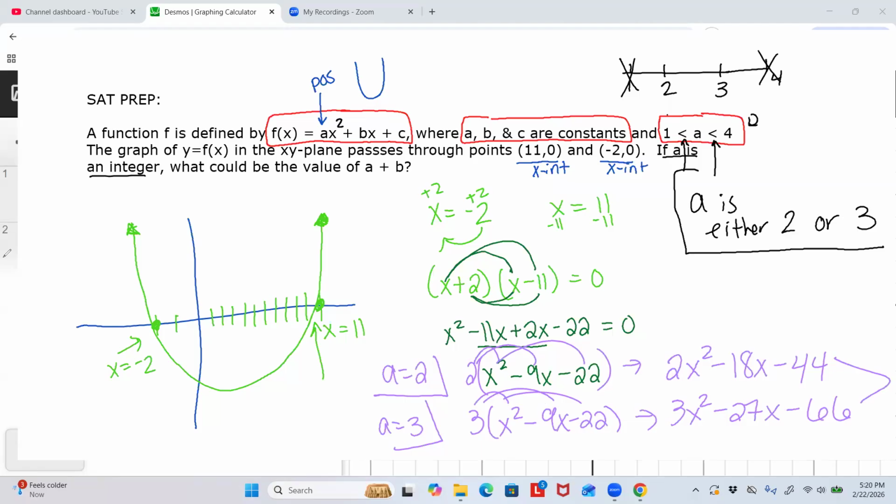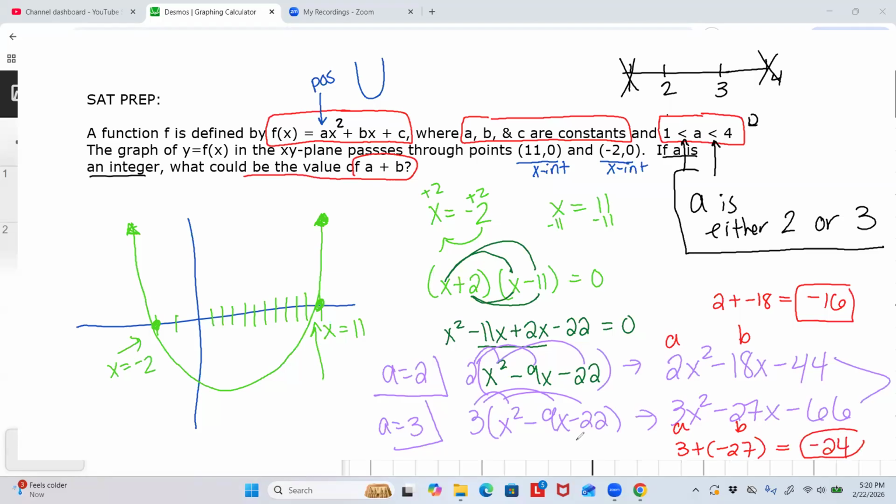Now the question is, what could be the value of a plus b? If it's the first one, there's a, there's b: 2 plus negative 18 would be negative 16. And if it's the second one, there's a, there's b: 3 plus negative 27 is negative 24. So this actually has two answers. I do not think this SAT practice book would expect both. If this is actually on the SAT, I think it expects one or the other. So the final answer is either negative 16 or negative 24.